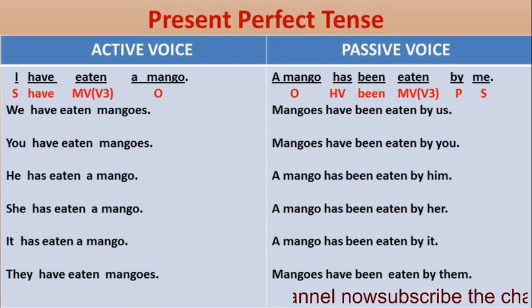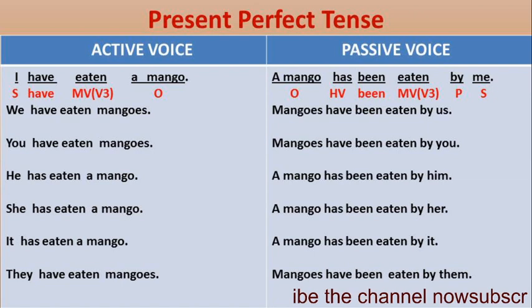We have eaten mangoes. Mangoes have been eaten by us. Here mangoes is plural, therefore we have used have, the plural helping verb, then been, then the V3 form of the verb eat, then the preposition by, then the subject. We have eaten mangoes. Mangoes have been eaten by you. He has eaten a mango. A mango has been eaten by him.